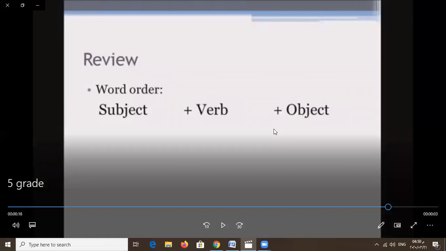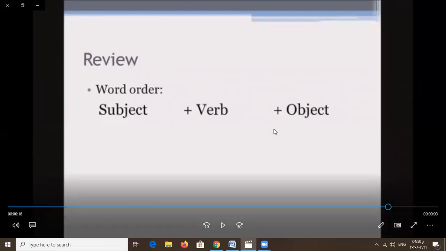Review. Word order: subject, verb, object. The final note. In English, sentences always have this order. Now, my dear students, open your booklet, page 25.